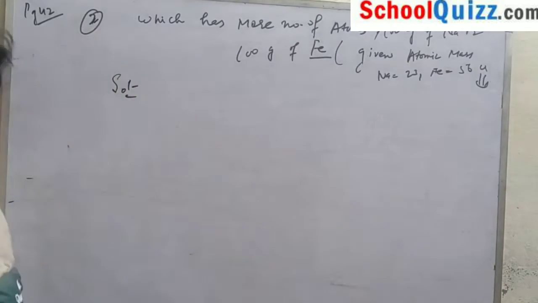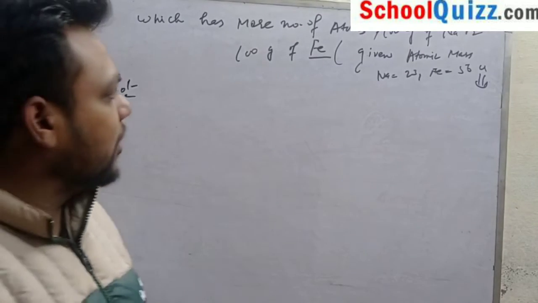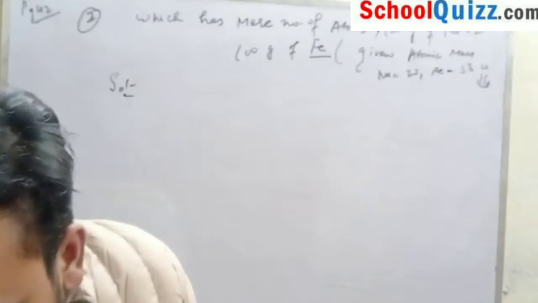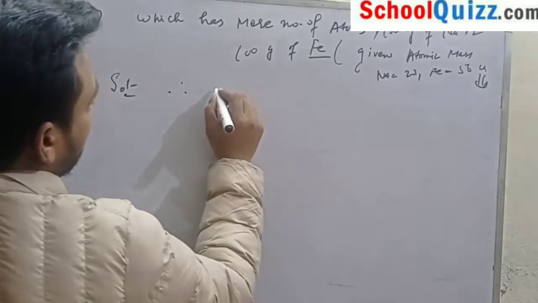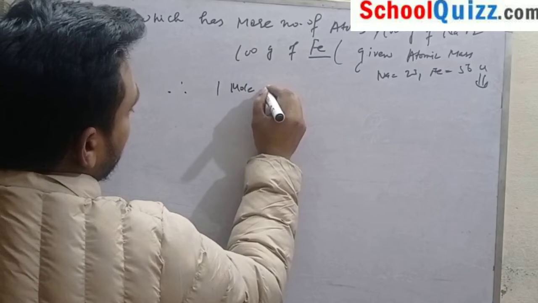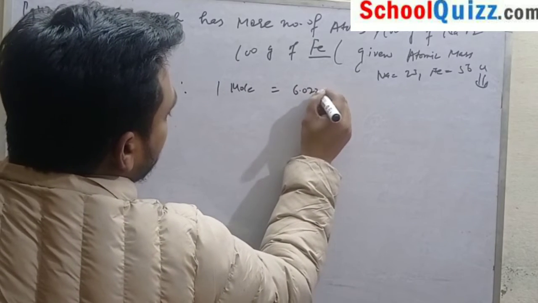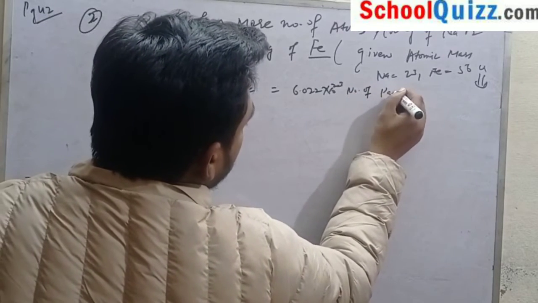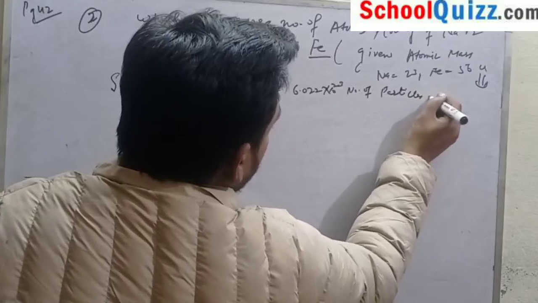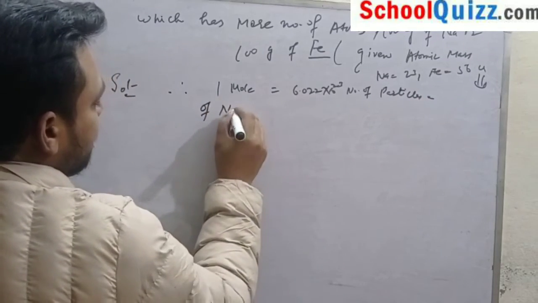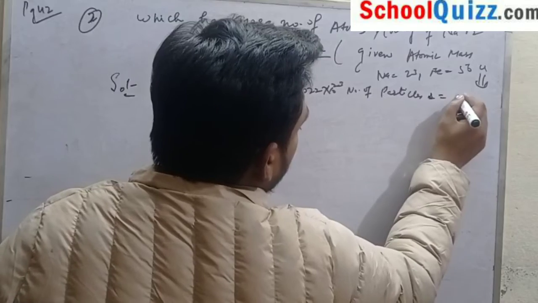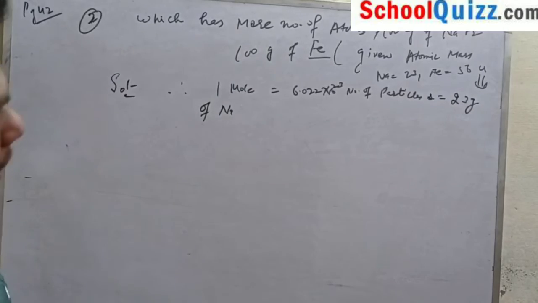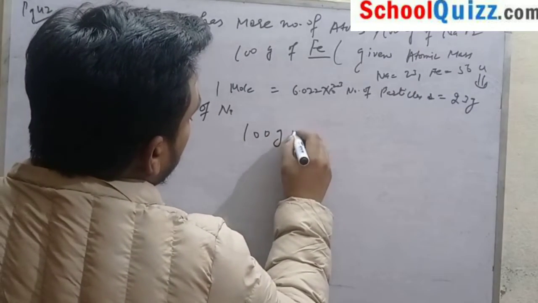The question is, which has more number of atoms, 100 gram of sodium or 100 gram of iron? As we know, one mole is equal to 6.022 into 10 raised to power 23 atoms, the number of particles. And as it is sodium, that will be equal to 23 gram. We will have to find in the case of 100 gram of sodium.